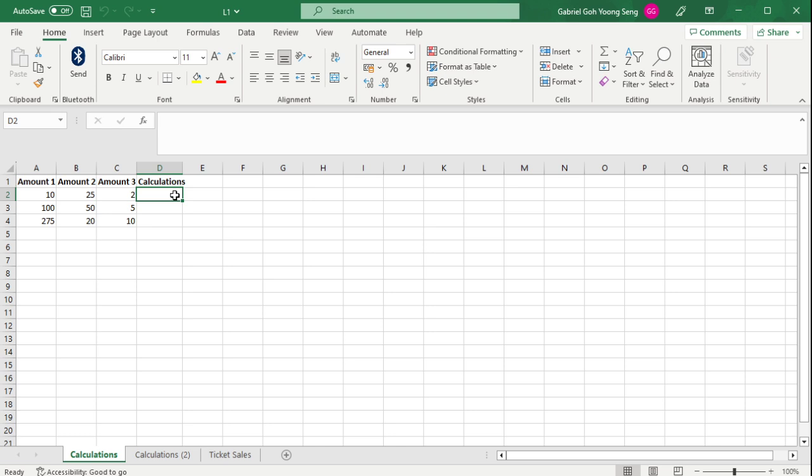Okay, so today we're going to go into functions. Before we start with functions, I believe everyone who is here would probably have at least some basic knowledge of maths, so we're going to build on that. So we have here some basic amounts, and we're going to do some calculation.